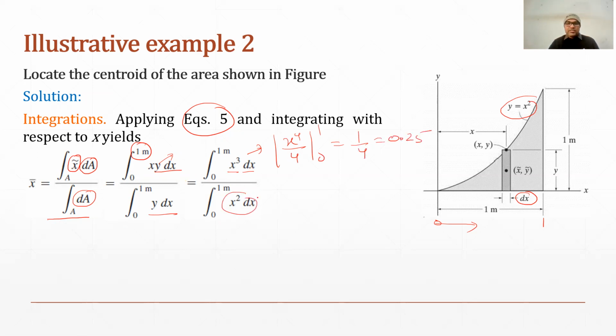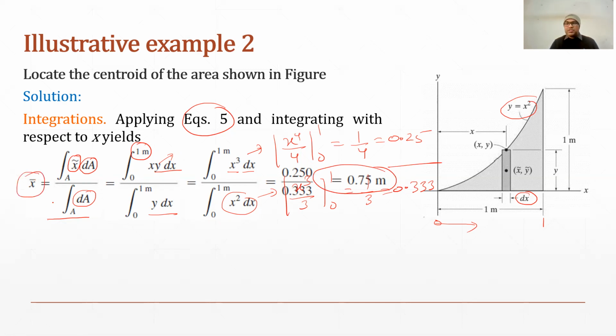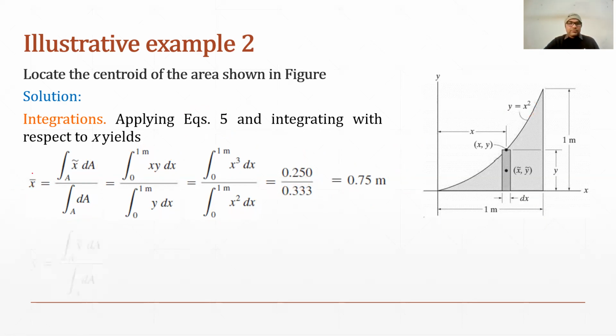Similarly, in the denominator, the value will be x cube by 3, from 0 to 1. So it will be 1 by 3, which is 0.333. Okay, so now 0.25 by 0.33. Solving this, we get the value as 0.75. So now we got the first coordinate of our CG, that will be x bar. Similarly, we will find out the y bar.